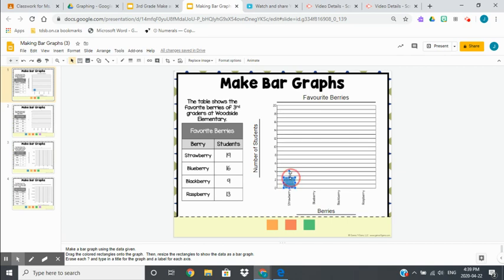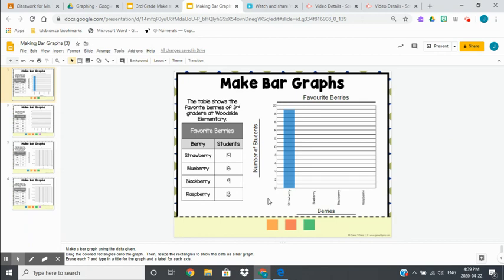So that's where I'm headed. Here I go with my graph. I'm dragging it all the way up to number 19. Okay, I've finished strawberry. Make sure that your bar is touching that bottom line 0 because we don't want to start our bar at 1 or 2. It's going to mess up our data.